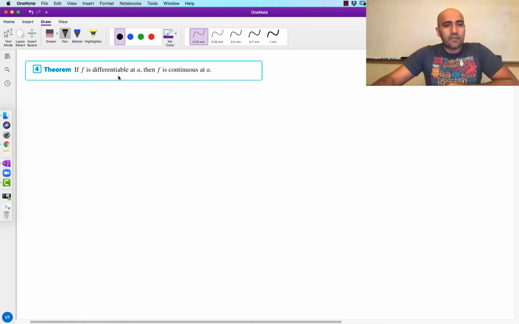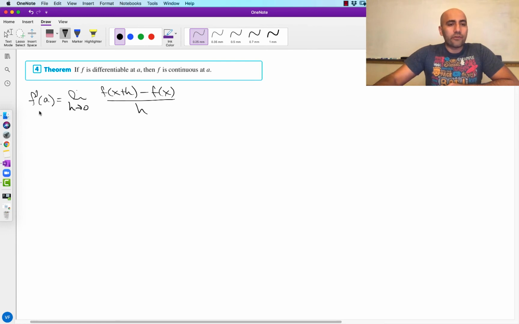So if this is true, then this is true. Let's define what this means. f is differentiable at a. So that means that f prime of a equals the limit as h goes to 0 of f of x plus h minus f of x, all over h. That's what it means for it to be differentiable.